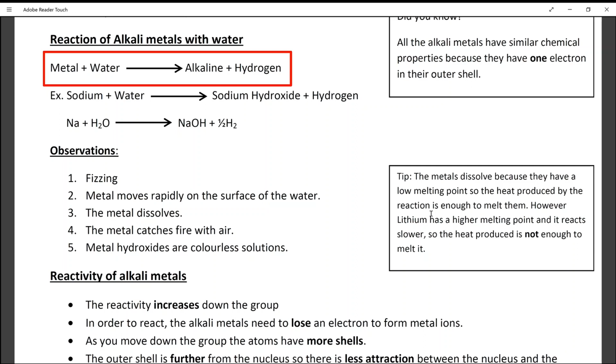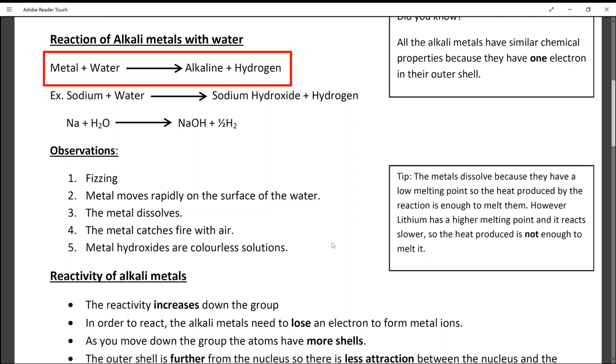If you put a piece of sodium on water, it will start moving on the surface of the water as it reacts. It also dissolves. It dissolves because this reaction is exothermic. If you don't know what that is, we'll talk later about it. It means that heat is released, and this heat melts the metal. The alkali metals actually have a low melting point, and the heat produced by the reaction is enough to melt them. But lithium is the exception here. Lithium has a higher melting point, and it reacts slower, so the heat produced is not enough to melt it.